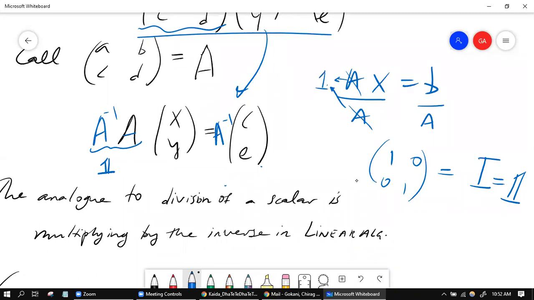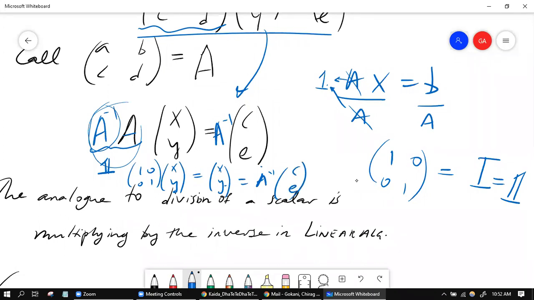So A inverse, we need to find what is A inverse? If we know what A inverse is, then we just multiply the entire equation through by A inverse, and A inverse times A is the identity matrix, 1, 0, 0, 1. And we know that the identity matrix times xy is just xy. And so our solution is A inverse times CE. So this is our solution. And all we need to do now to find our solution is find A inverse.